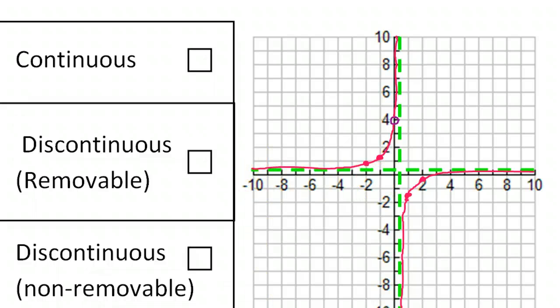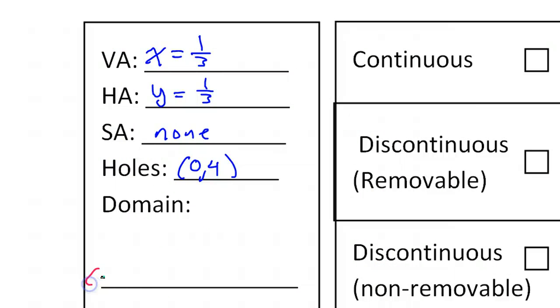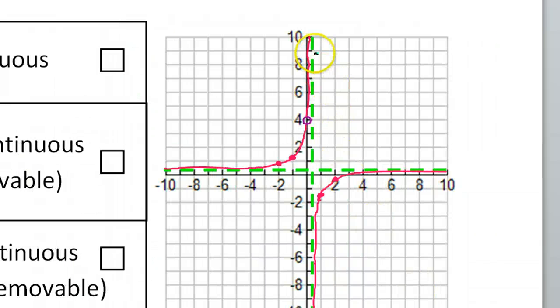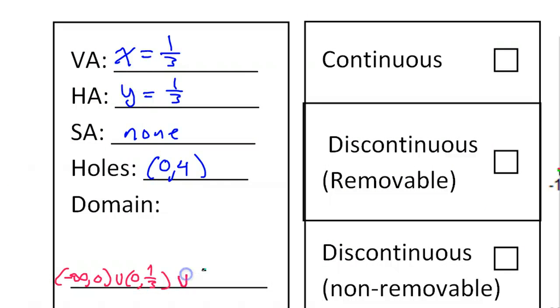So again, -infinity to 0, because that's the hole. Okay, that's the 0 right there, and then we'll pick up from there and we'll say 0 to 1/3. Okay, because that's my vertical asymptote. So now I'm here, and then now I'm going to do this part, which is 1/3 to infinity. Okay, so 3 parts to that domain.